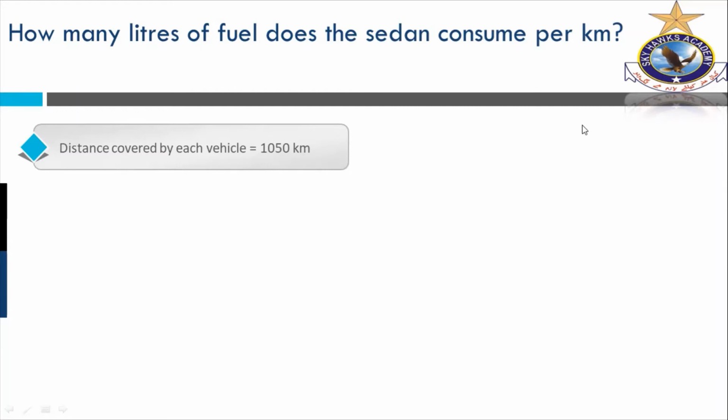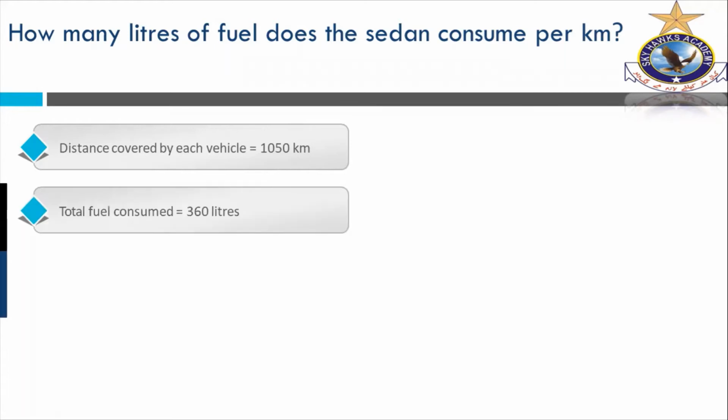First thing is the information given in the data. Please read this one. The distance covered by each vehicle is 1050 kilometers. So the distance is the same. Next is, total fuel consumed is 360 liters. So this is the second piece of information.